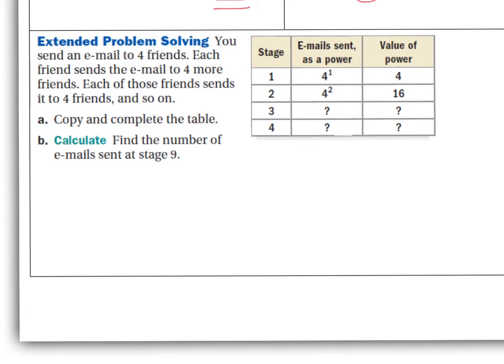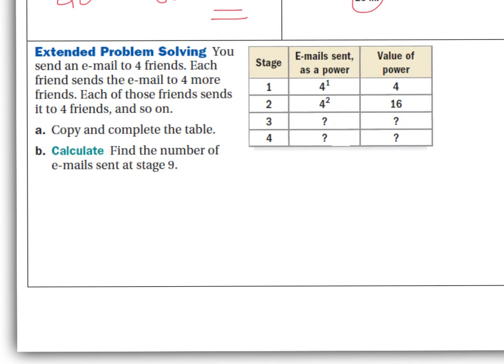Extended problem solving. You send an email to 4 friends. Each friend sends the email to 4 more friends. Each of those friends sends it to 4 friends, and so on. Copy and complete the table. So by stage 3, it should be 4 to the 3rd power. And that will make 64. By stage 4, that would be 4 to the 4th power. And that would make 256.